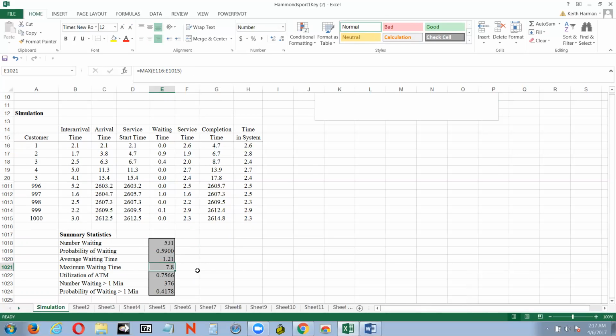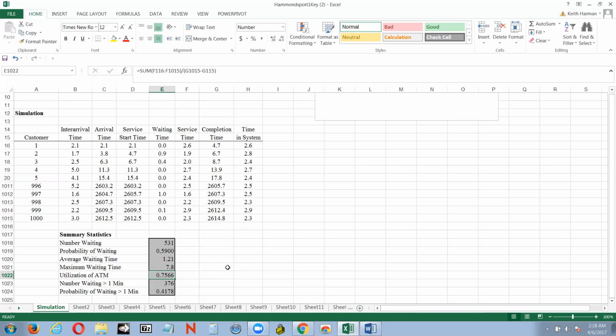And then the maximum waiting time, we choose the maximum from E116 to E105. And we're looking at waiting time. Utilization of the ATM is the sum of F116, the service time, to 105 divided by the completion time. So the utilization is a quotient, if you will, of the service time divided by the completion time, and that only makes sense.